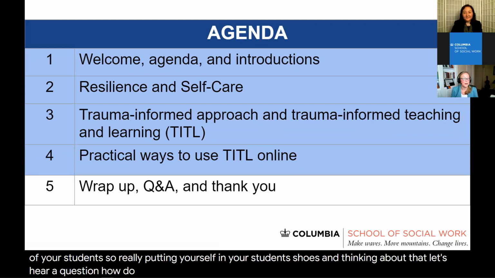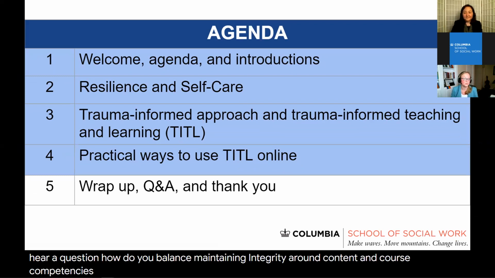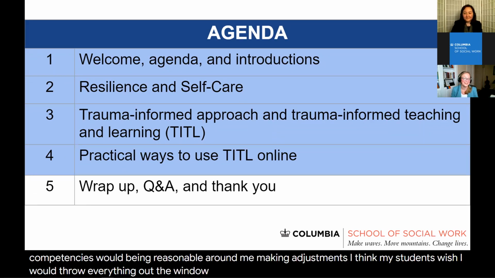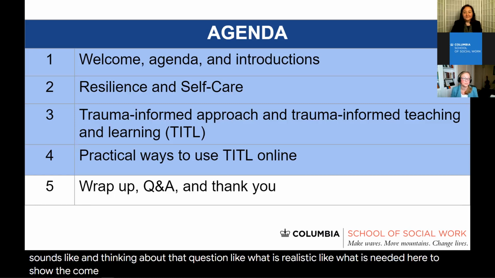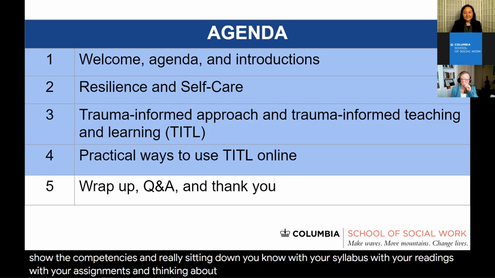Let's hear a question. How do you balance maintaining integrity around content and course competencies with being reasonable around making adjustments? I think my students wish I would throw everything out the window. It is definitely a balancing act, as you have for sure felt, it sounds like. And thinking about that question, like, what is realistic? What is needed here to show the competencies? And really sitting down with your syllabus, with your readings, with your assignments, and thinking about what does feel reasonable, given everything that's going on around us.